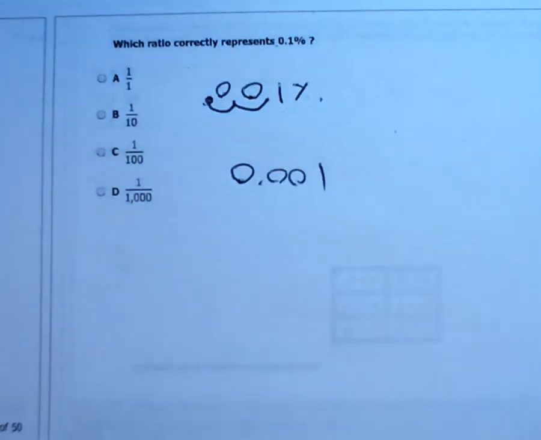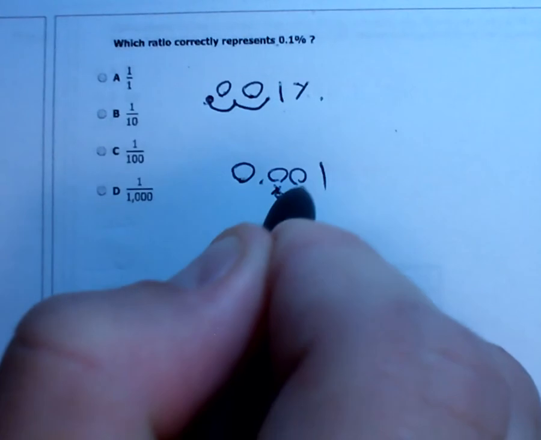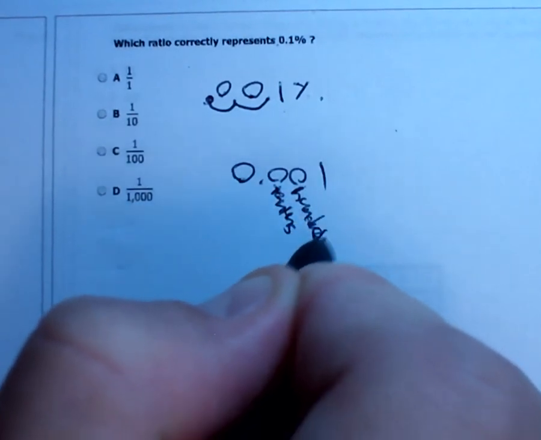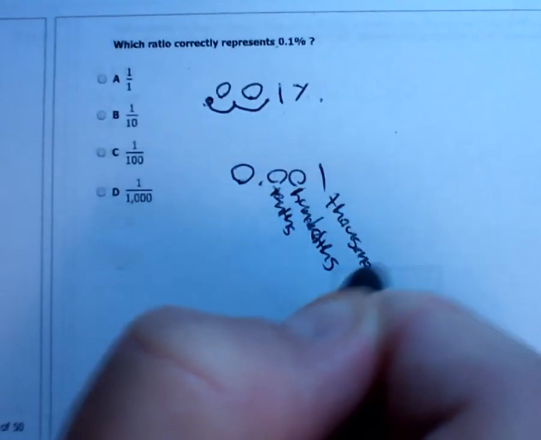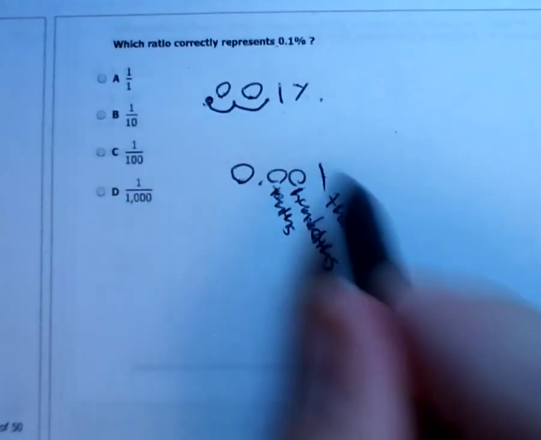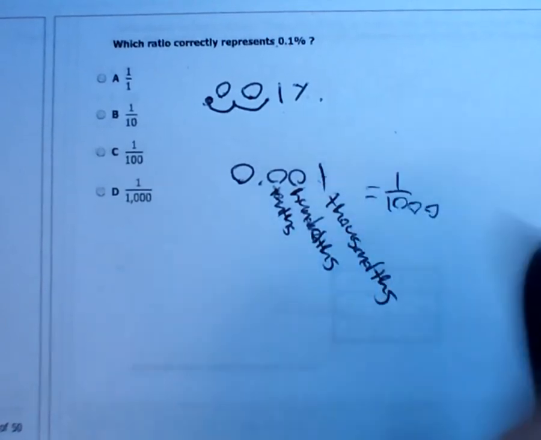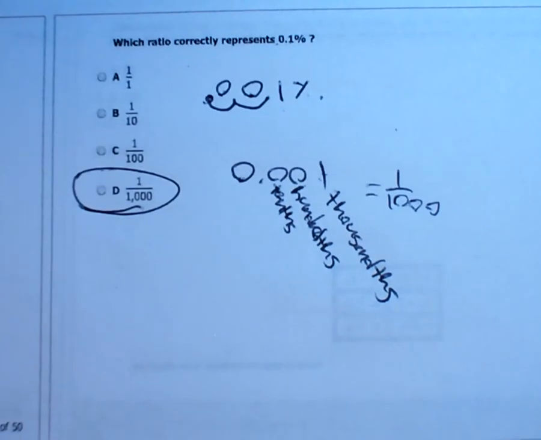0.001, and we need to figure out where that is. This is the tenths. This is the hundredths. And lastly, this is the thousandths. So 1 thousandth, 1 over 1,000. All right, there it is, D. So that's how that works. Turn it into a decimal, and then you'll know exactly your place values.